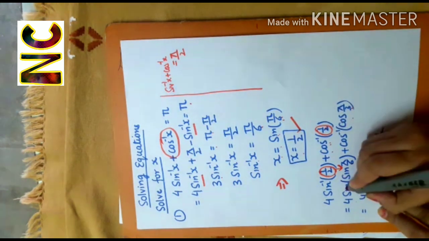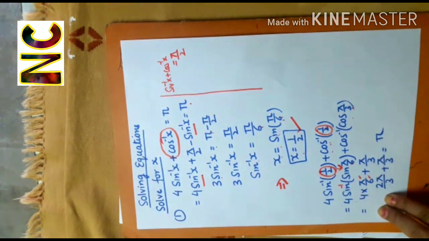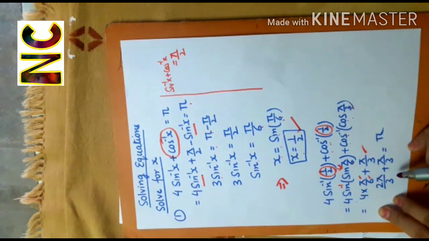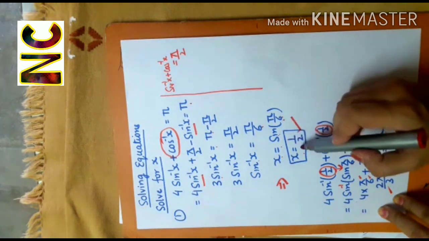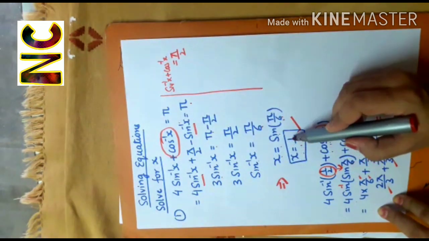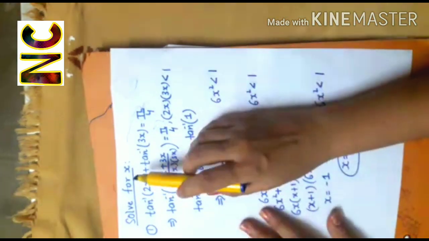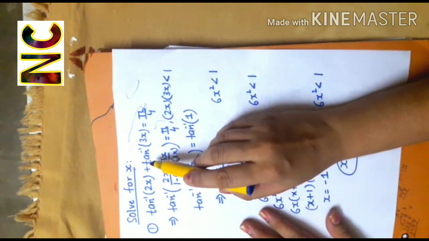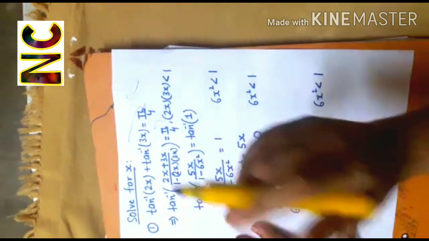So 4 sine inverse sine pi by 6 will give you 4 times pi by 6, plus cos inverse cos pi by 3 will give you pi by 3. So it is 2 pi by 3 plus pi by 3, which is pi, which is equal to RHS. So the solution of this equation is 1 by 2. Let's take another question. Solve for x: tan inverse 2x plus tan inverse 3x is equal to pi by 4.